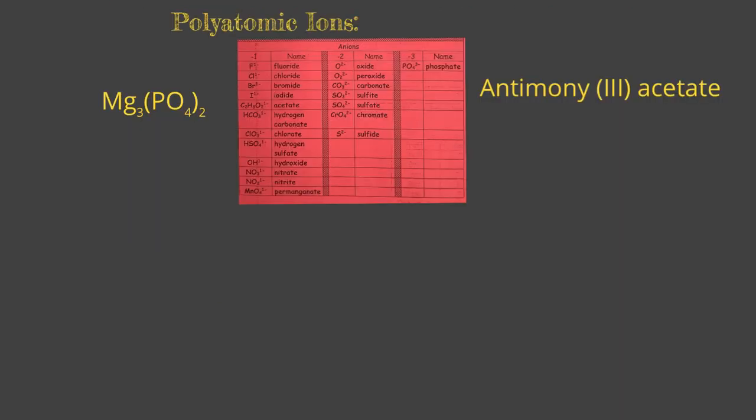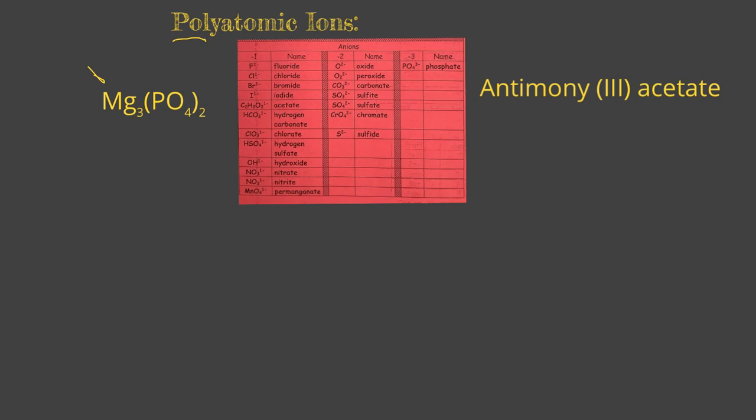The last thing I need to talk about with ionic compounds are when the ion is polyatomic, meaning poly, meaning more than one atom in the ion. I'm going to give you first an example of the formula and naming the formula. So on the left here, I've got Mg3(PO4)2. So I'm going to follow my flow chart for naming compounds.